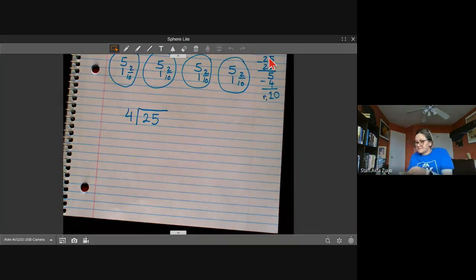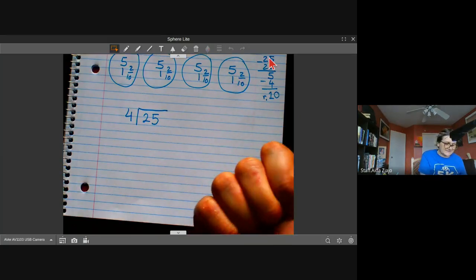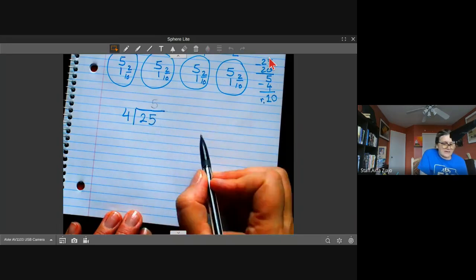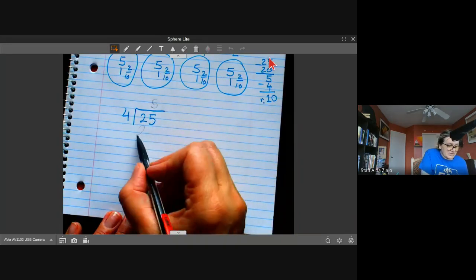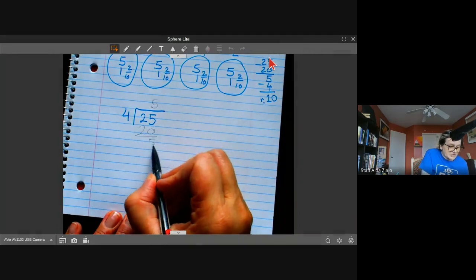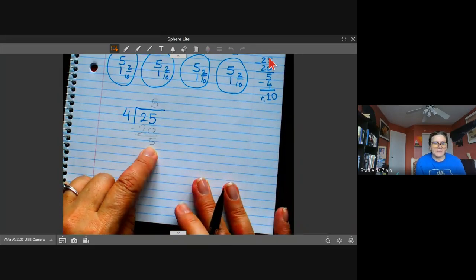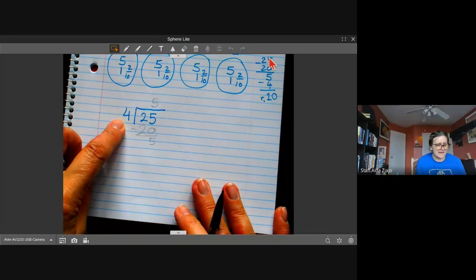You guess it, and I'm going to show you with my erasable pencil. What if somebody says 5? Okay, 4 times 5 is 20. I subtract, and I've got 5 left. Ooh, my group is 4. 6. And I have 5.